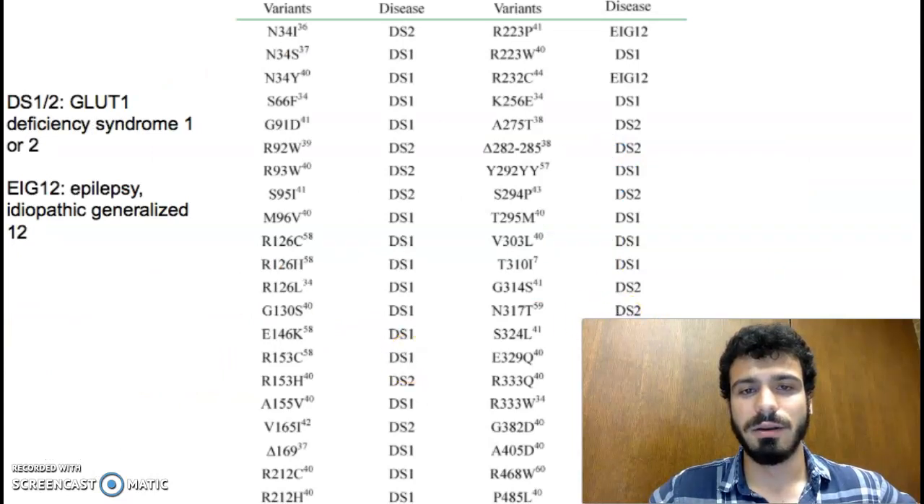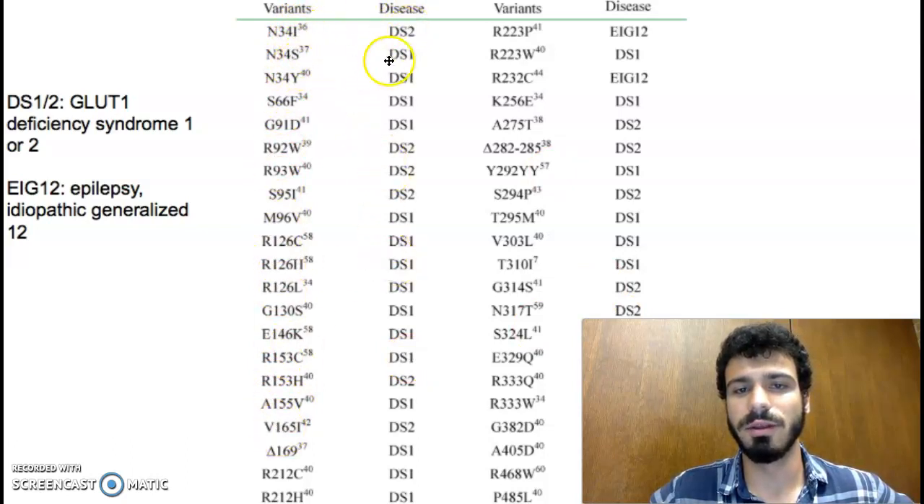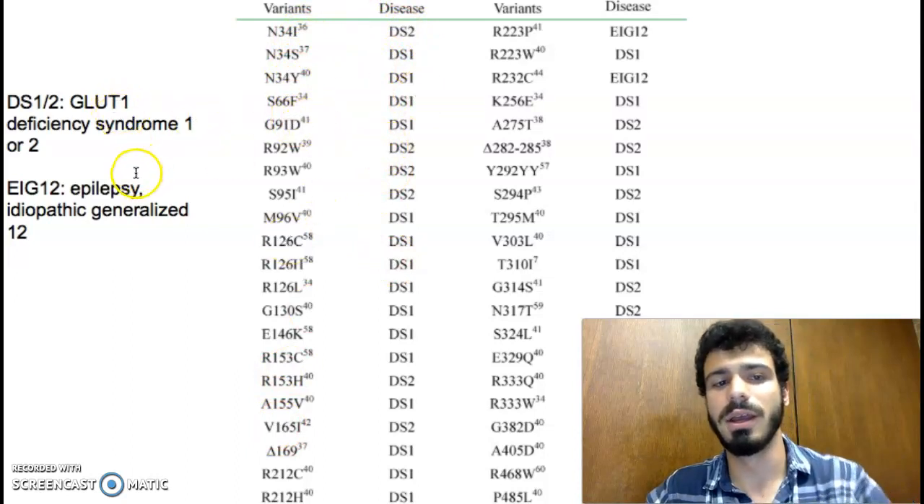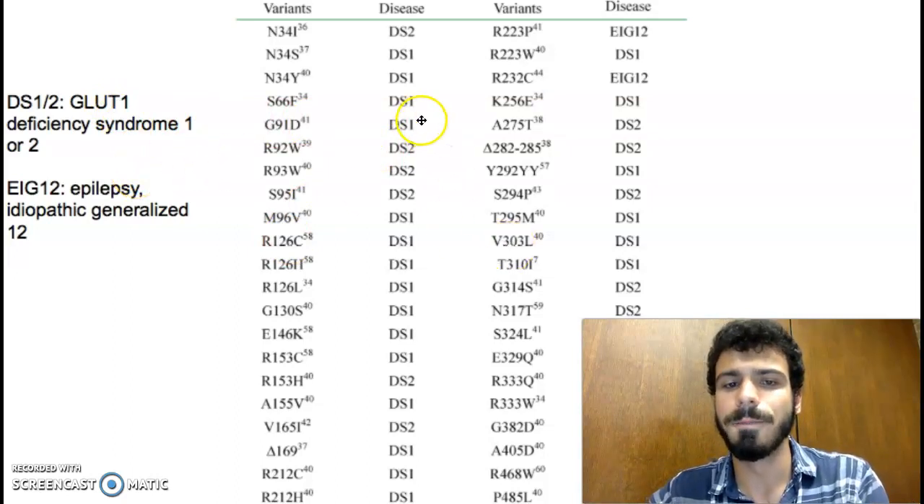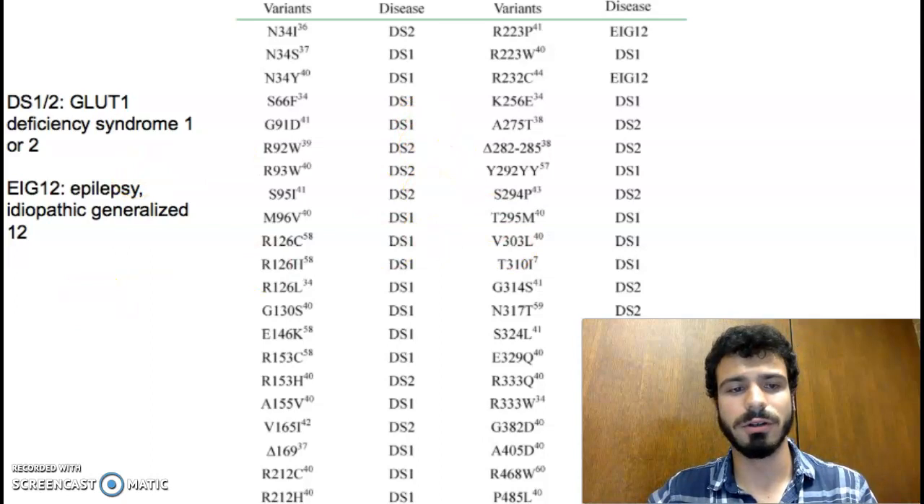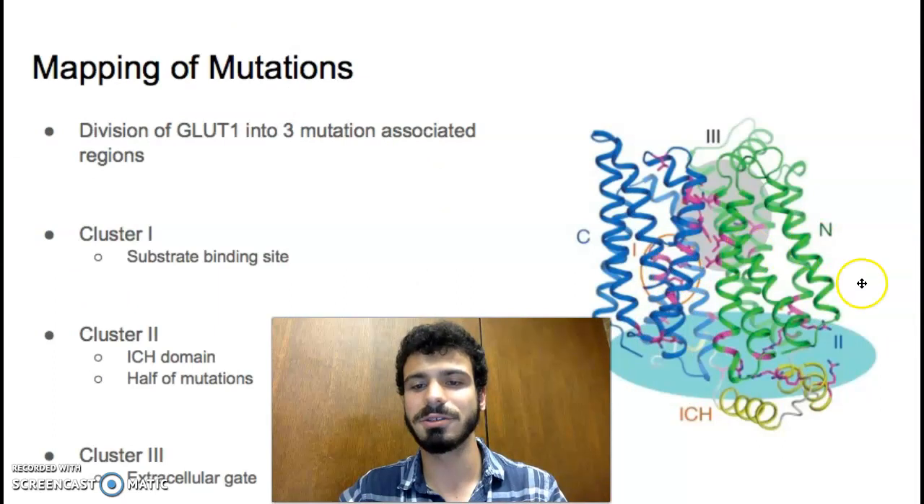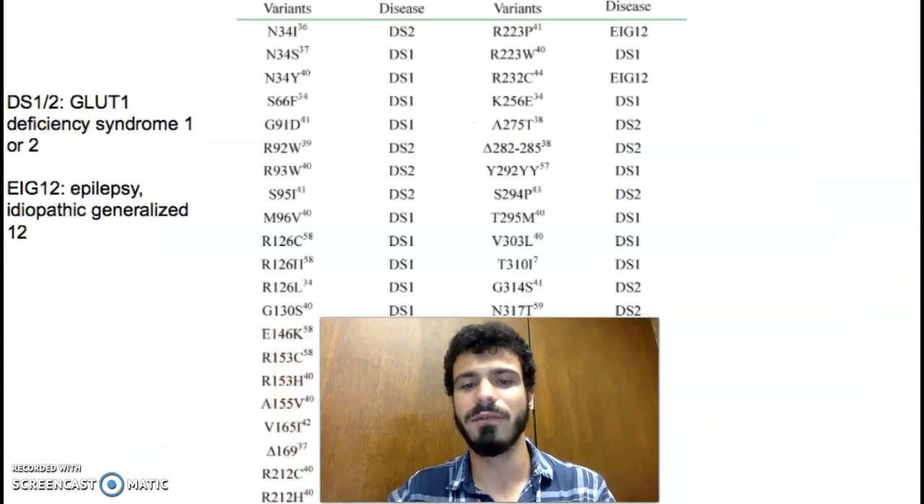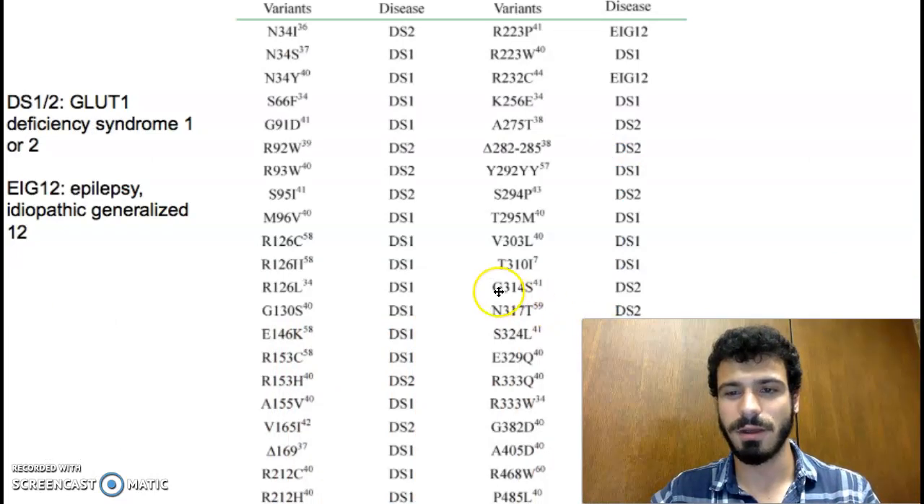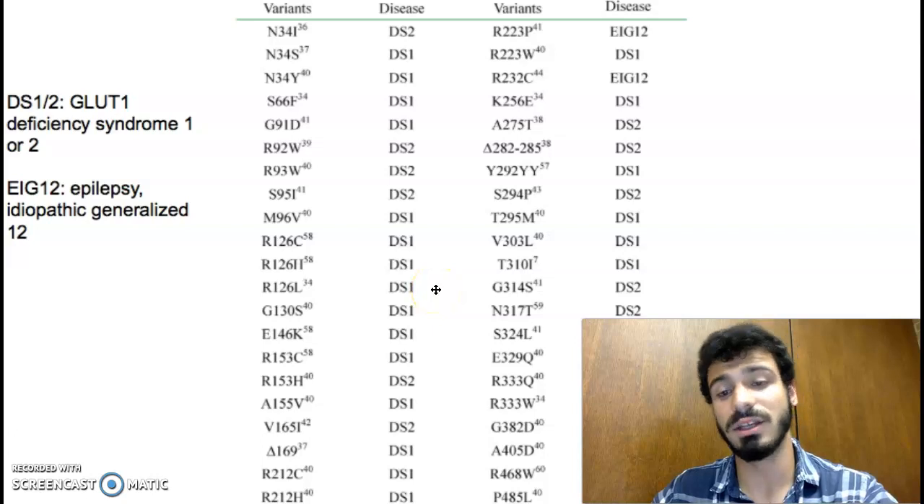Here on the next slide, they have a table. These disease-associated mutations were already known before, and here they're associated with certain diseases, GLUT1 deficiency syndrome 1 and 2, and then just general epilepsy. So what's really useful though is that now each one of these mutations is able to be mapped into these clusters, which give an indication of how these mutations mechanistically affect the dysfunction of the GLUT1 protein.